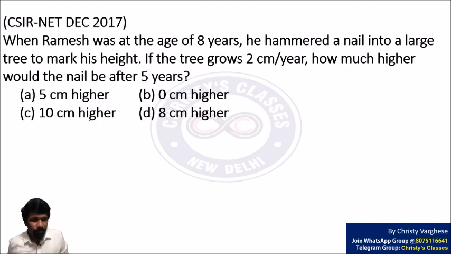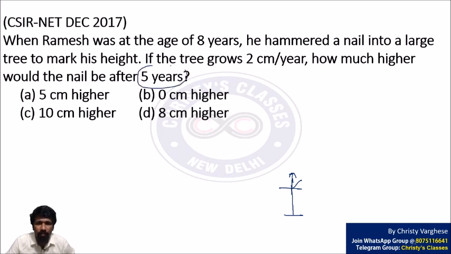Try the next question. When Ramesh was at the age of 80 years, he hammered a nail into a large tree to mark its height. For example, if this is the height of Ramesh when he was 80 years old, he hammered a nail into this position when the tree was this much long. After 5 years, at 2 centimeter per year growth, the tree has grown a total of 10 centimeter.